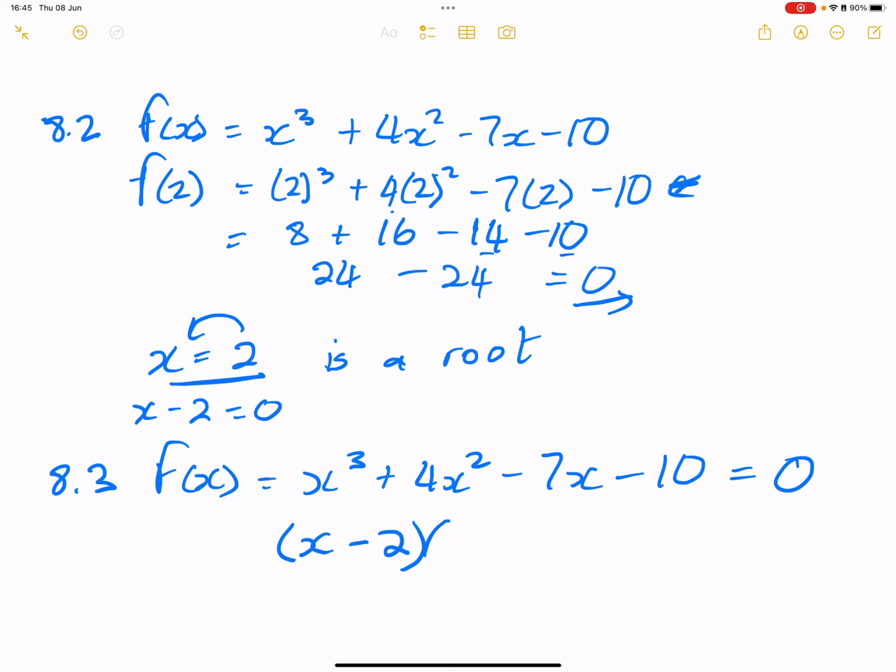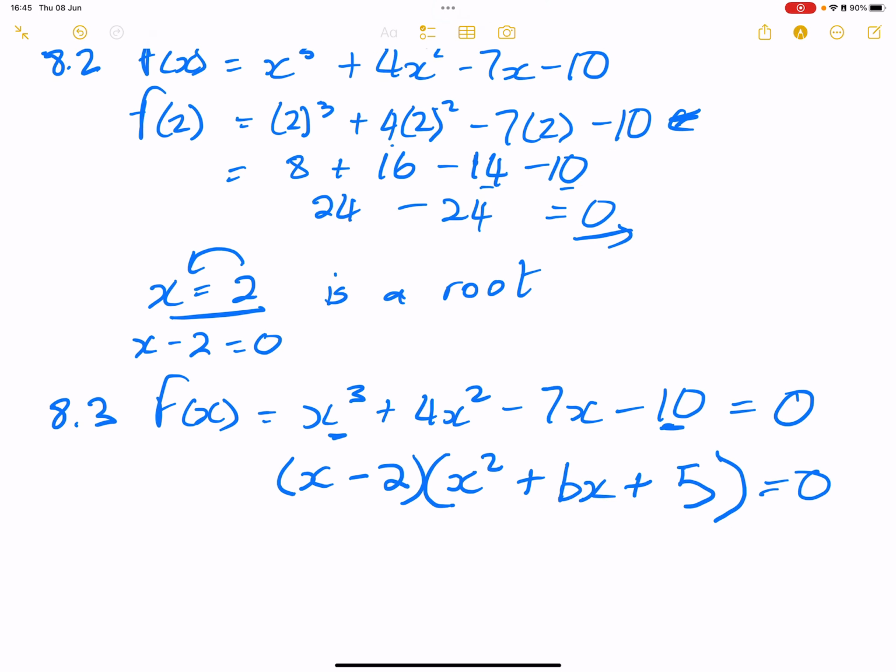Now to factorize the rest of it, this is going to be x squared, remember? So x multiplied by x squared will give us x cubed. For the last term, negative 2 multiplied by what number will give us negative 10? That will definitely be positive 5. Now we're going to put this as bx, because we want to know what that value for b is.